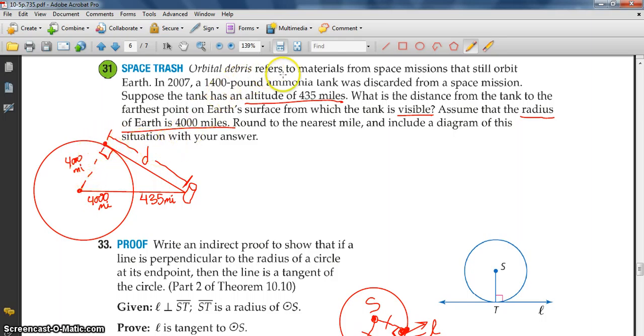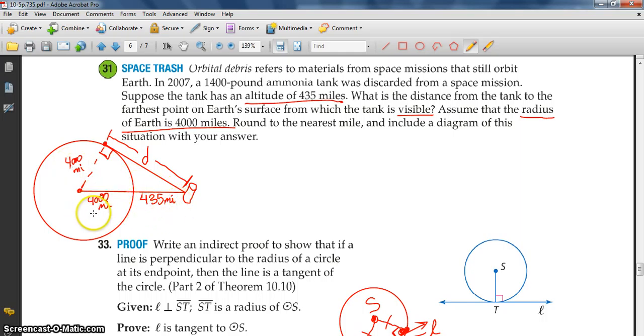So when it's talking about the distance from the tank to the furthest point on Earth's surface from which the tank is visible, that would be at a point of tangency, because after that point, now we're going to be on this other side. Imagine this is the sun, and light would be hitting here, and then past this point we would be in shadow. So this would be the furthest point on our surface from which the tank is visible.